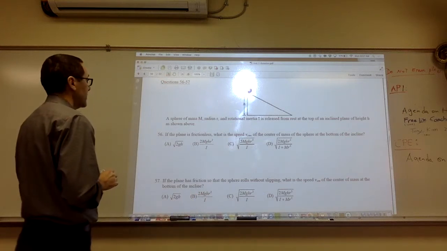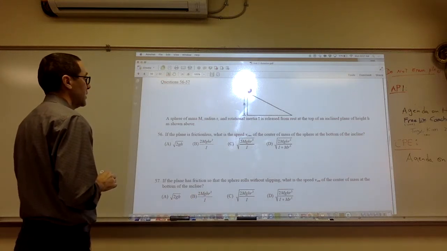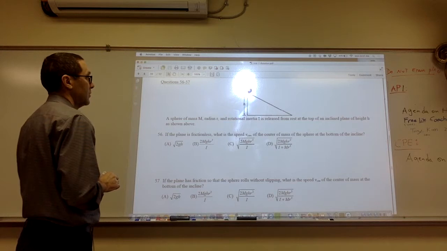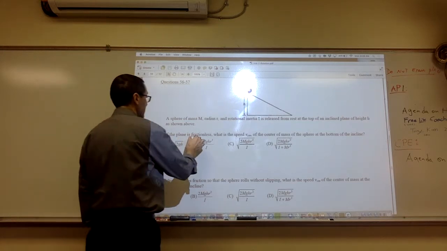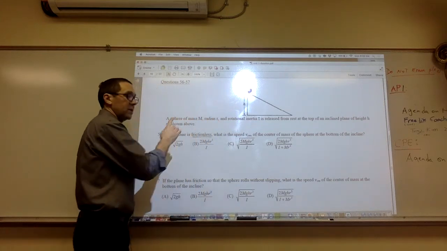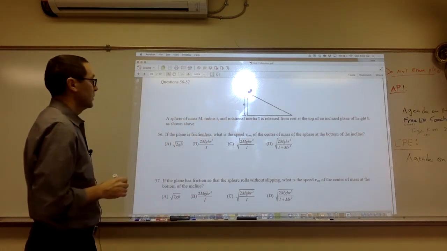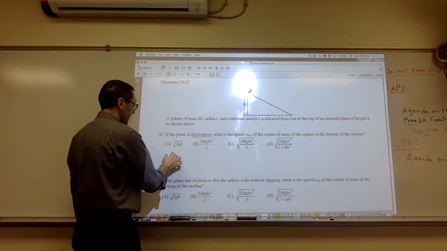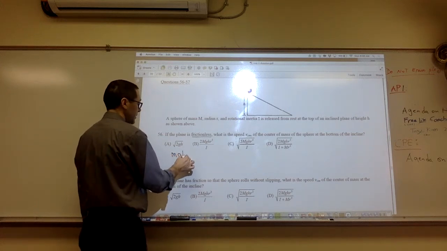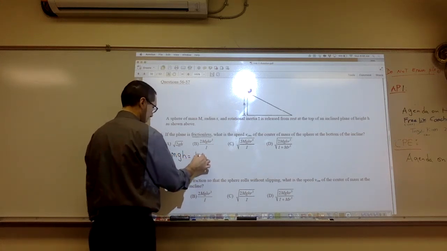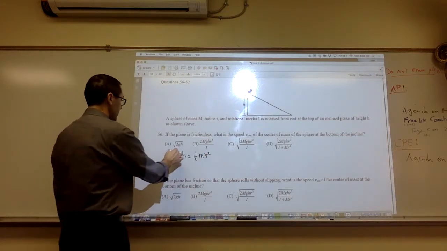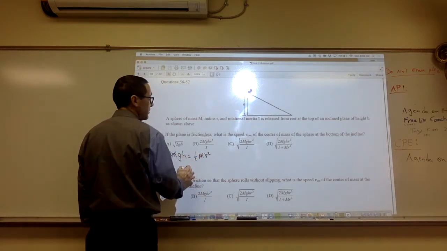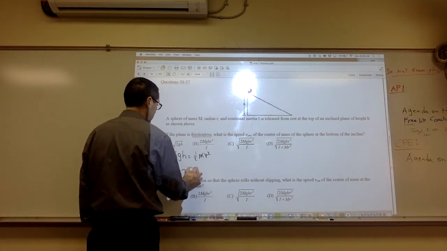A sphere of mass m, radius r, and rotational inertia I is released from rest at the top of an inclined plane. If the plane is frictionless, keep in mind that without friction, that thing is not going to roll. So when you're doing the conservation of energy, just do mgh equals half mv squared. So now this is gone. So the v is just going to be the square root of 2gh.